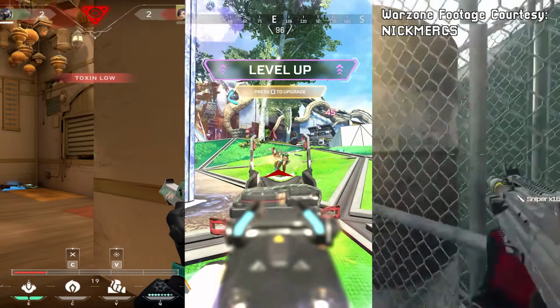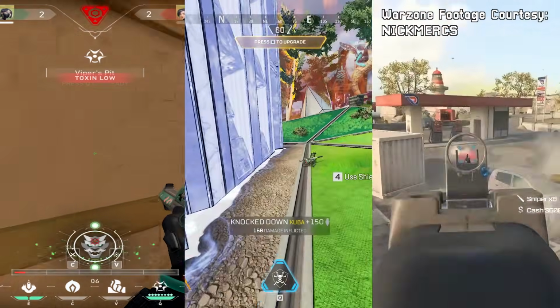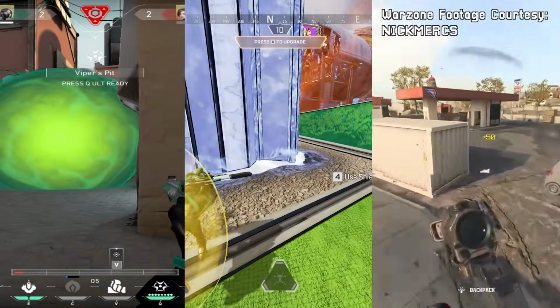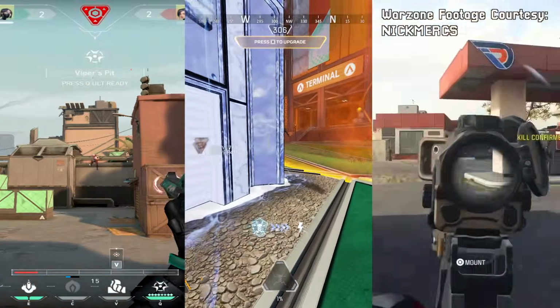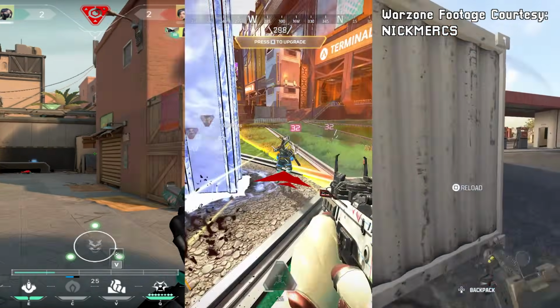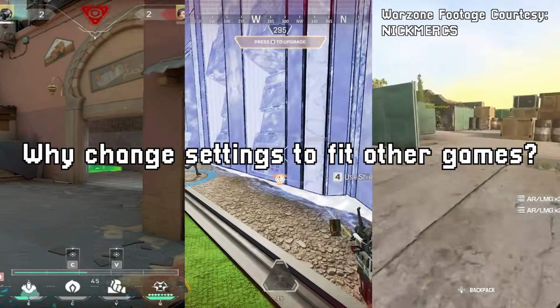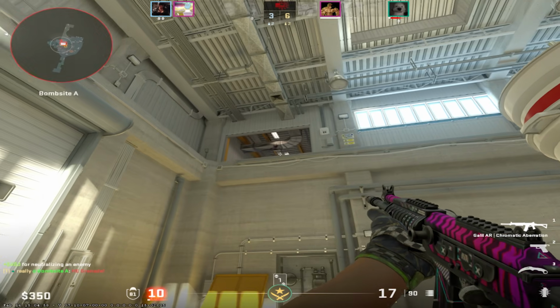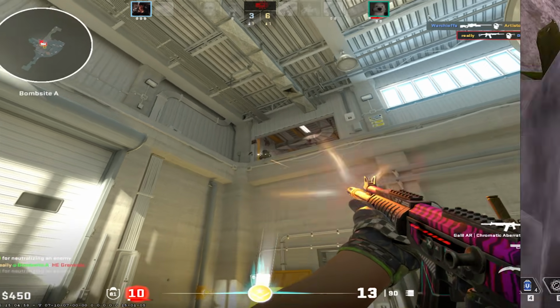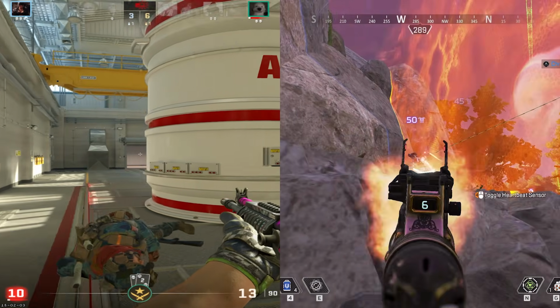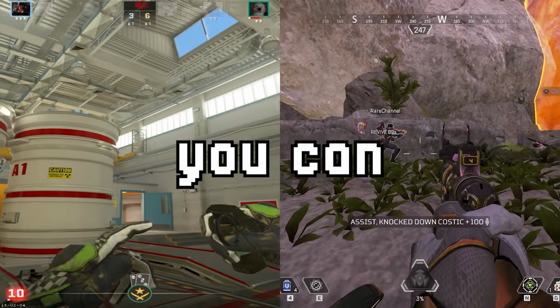As more games come out and drop support for stretched resolutions, we could be seeing a much larger change towards native resolutions, especially in a more casual player base who plays more than one game at a time. But why change your settings to fit other games? You could easily just play CS on stretched and all other games on native. And the answer to that question is, you can.